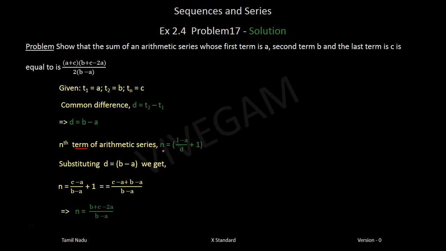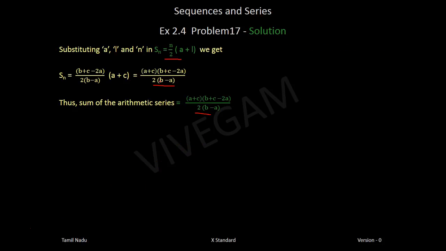Then you calculate the number of terms in this series. You know the first term is a, the last term is L, but we don't know the number of terms. So that is given by n equal to (L minus a) by d plus 1. Substitute L, L is c, a is a, d we just calculated, plus 1. Simplify it, you'll get the value of n. Then once you get n, you substitute n, a, L in this formula to calculate Sn. That's how you get this expression.